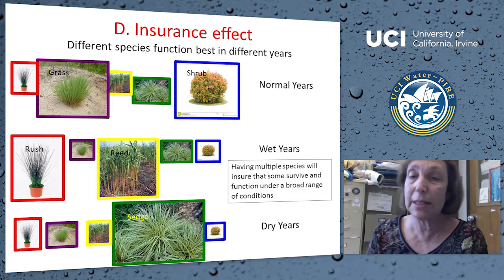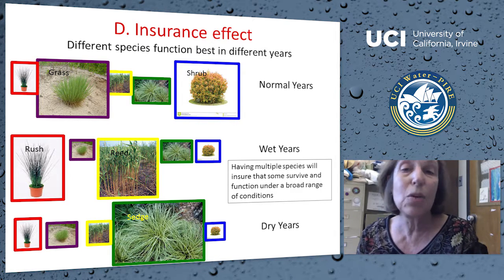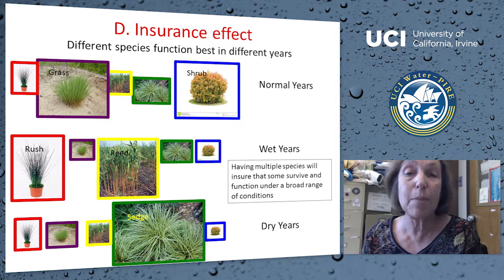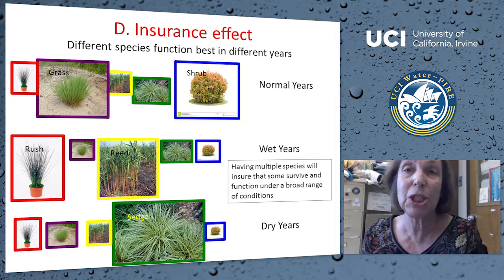So some species, for example, grass and shrubs, might be better in normal years. Click again. Rushes and reed might do better in wet years. Click again. Perhaps the sedge does best in dry years. So having multiple species might ensure that some species survive and function under a broad range of conditions.